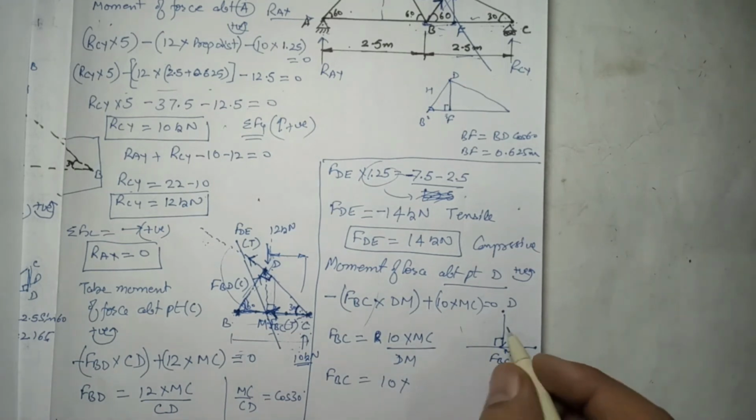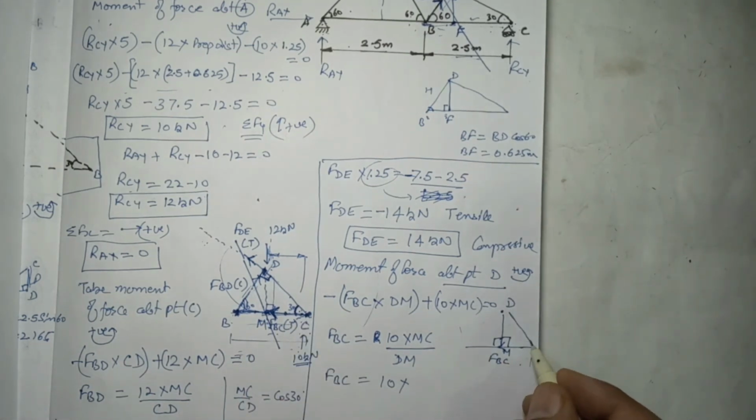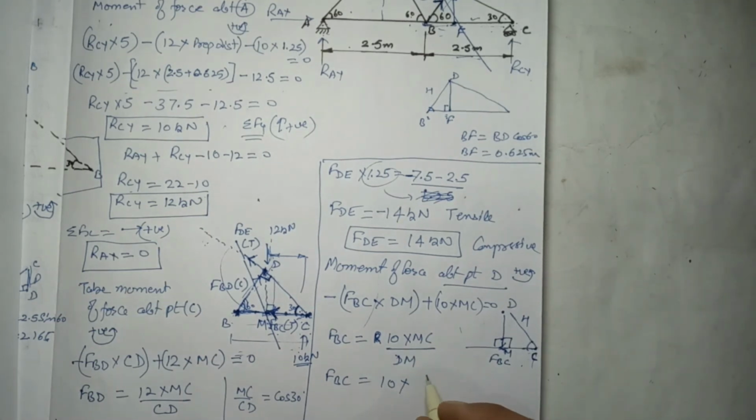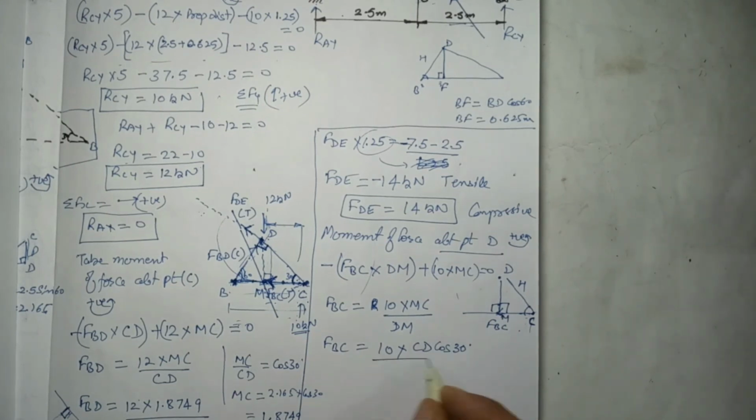Now what is the value of MC? If I say this was MC, from this to this, I have to find out this. This I know 30 degree, so this is MC. Then this is the hypotenuse, DC, we know the value of DC. We can find out MC very easily. So MC is equal to CD hypotenuse into cos 30. We have calculated this also, but again I'm taking the formula so that you can understand better. So this is CD cos 30 divided by DM.